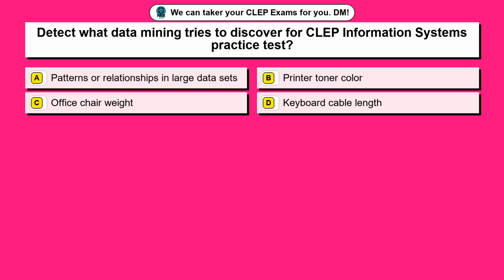Option A. Patterns or relationships in large data sets. Option B. Printer toner color. Option C. Office chair weight. Option D. Keyboard cable length. The correct answer is option A.